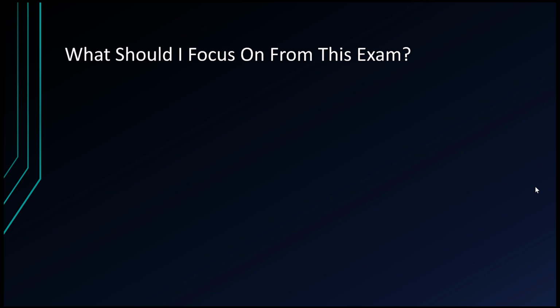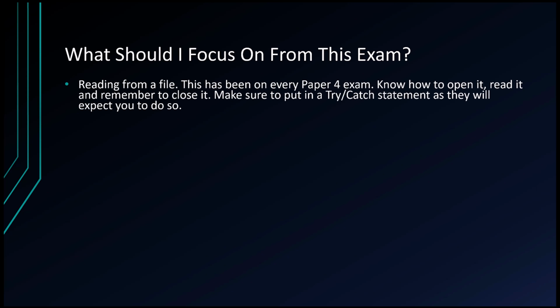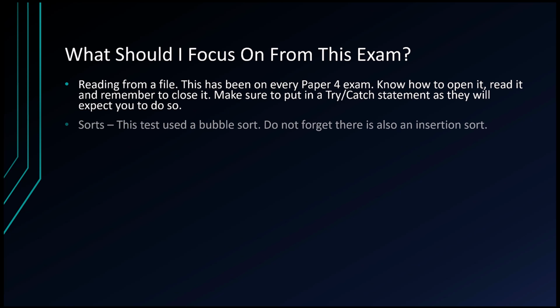So what should you focus on from this exam? Well, reading from a file is the first thing. This has been on every paper 4 exam for Computer Science 9618. You need to know how to open it. You need to know how to read the data from it, and don't forget to close it. You got to remember to close it. Make sure to put it in a try-catch statement, as they will expect you to put it inside a try-catch statement. One more piece of advice about that. If you open the text file because you want to preview the contents, like you actually double-click on the TXT file, make sure that you close it.